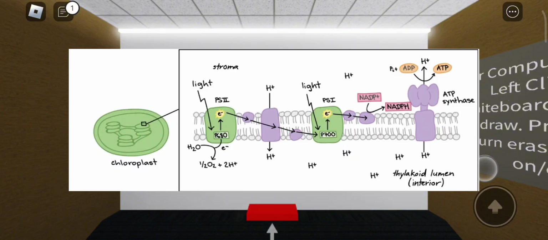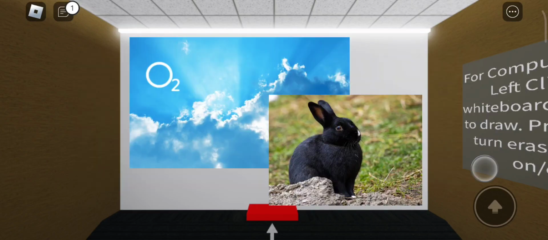The light-dependent reactions occur in the thylakoid membranes, and this is where sunlight is converted into chemical energy in the form of ATP and NADPH. In this process, the water molecules are split and oxygen is released as a byproduct. The oxygen is released into the atmosphere, ensuring the survival of living organisms.